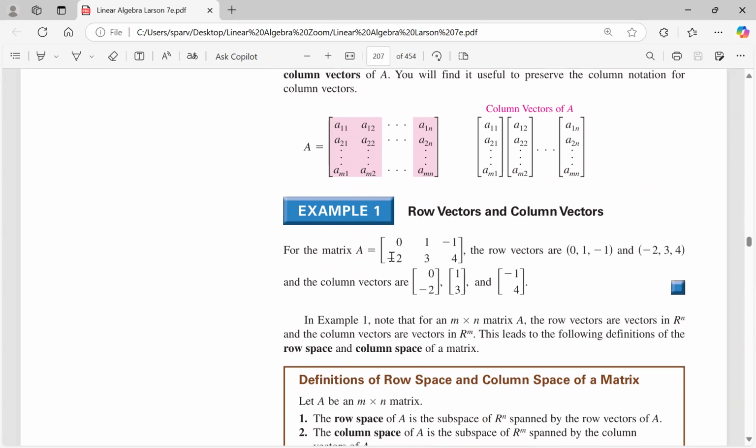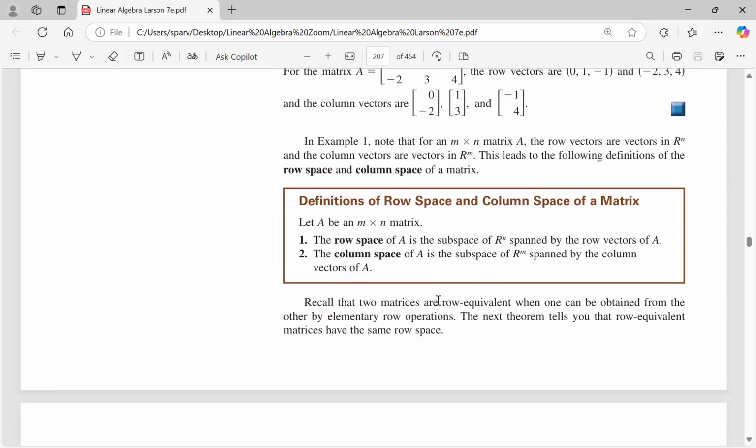And here's an example. Suppose you have a 2 by 3. There are going to be two rows. The rows are the first row, second row. So those are the row vectors. And there are going to be three columns that make up the column space. Now, in a few minutes, what we want to do is look at the relationship between the row and column vectors of the coefficient matrix and solutions of systems of equations, and see how they relate to each other.